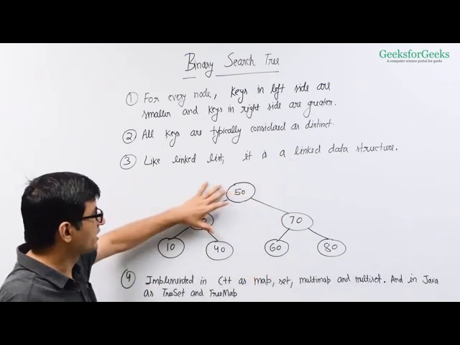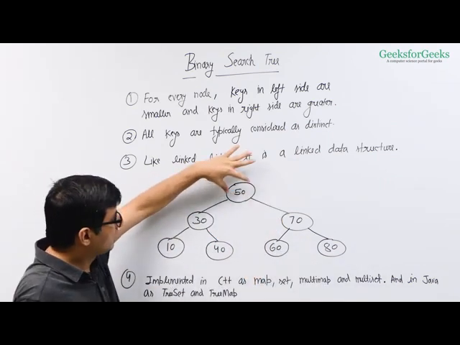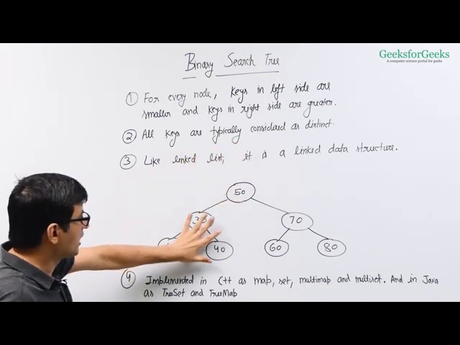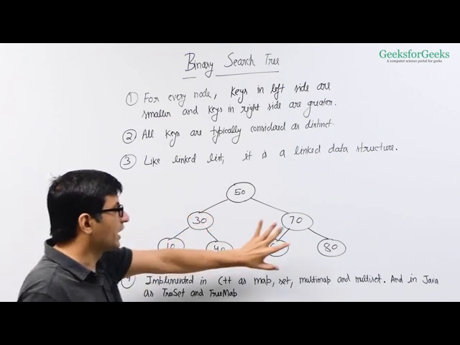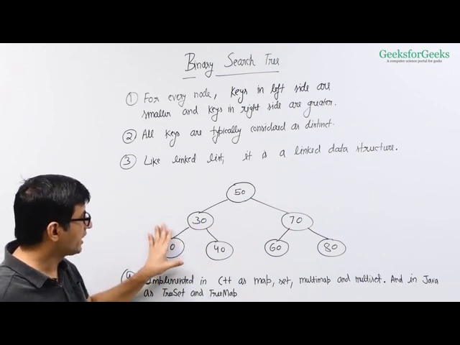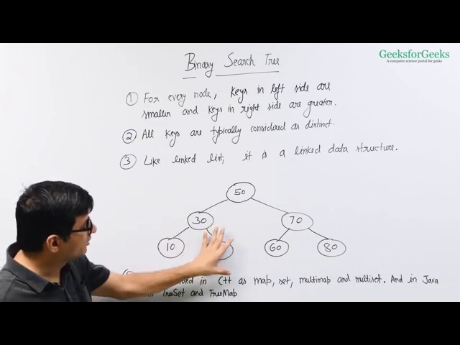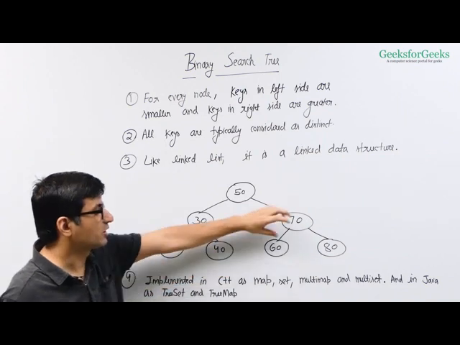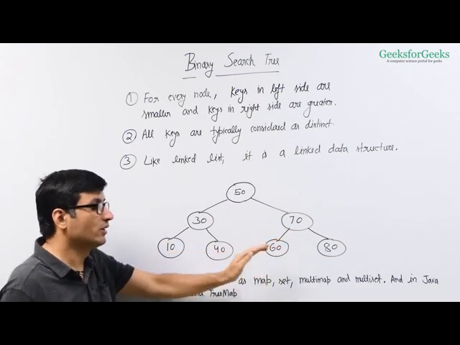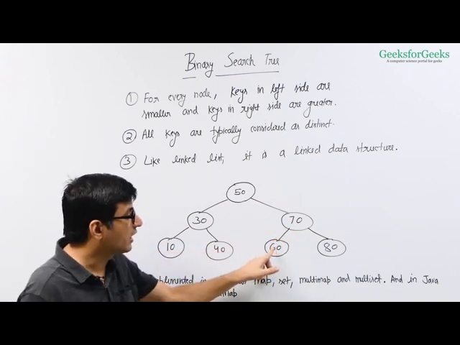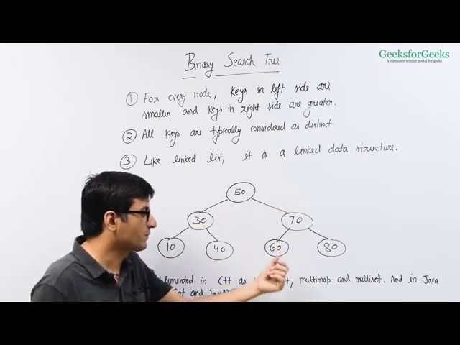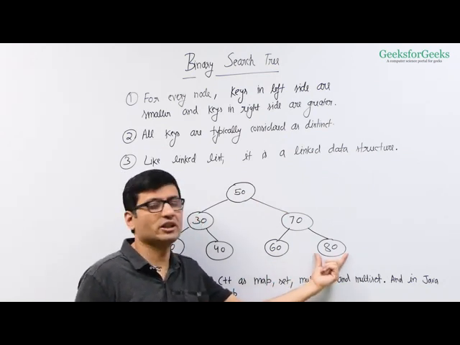Let us take a look at this example binary search tree. The root of this binary search tree is 50, and all the values on left of it are smaller than 50. And all the values on right of it are greater. For 30, all the values on left of it have to be smaller, and all the values on right of it have to be greater. For 70, all the values on left of it have to be smaller than 70. Also, these values have to be between 50 and 70 because they have to be greater than 50 and smaller than 70. This value has to be greater than 70.